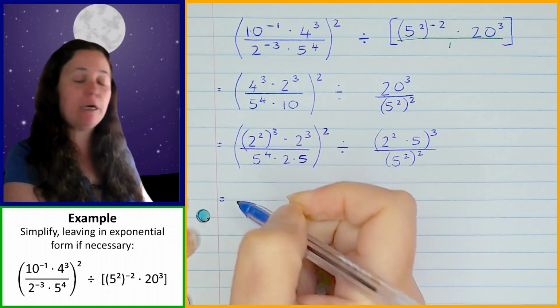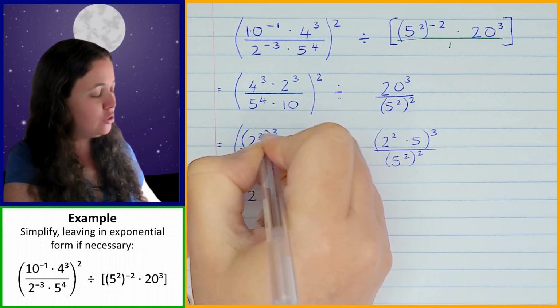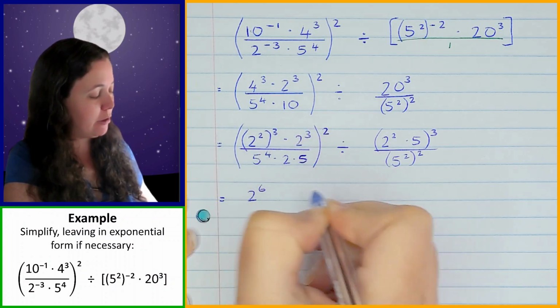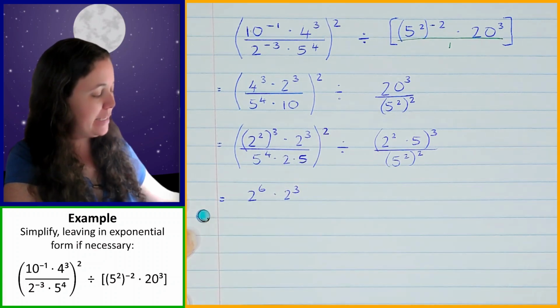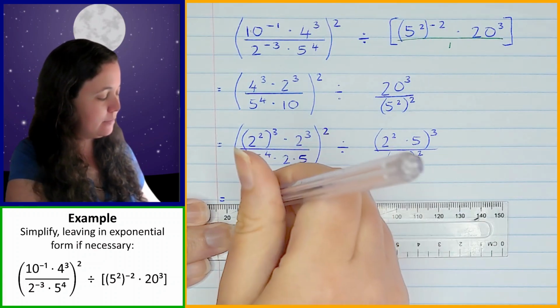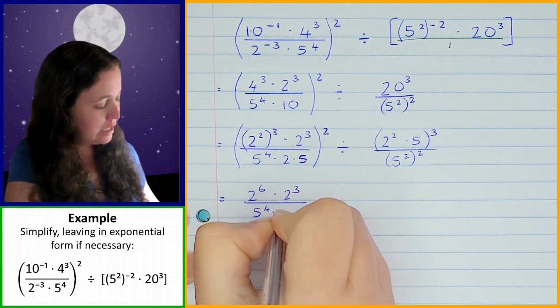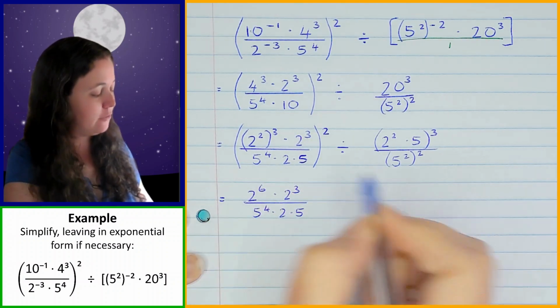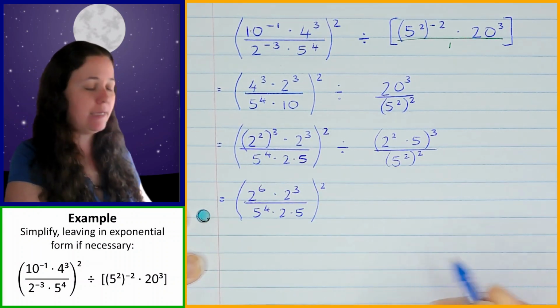Remember, when we are raising a power to a power, we keep the base the same, so it's still going to be 2, and then the 2 and 3 are multiplied together, giving me 2 to the power of 6, times 2 cubed, and that is over 5 to the power of 4, times 2 times 5. That is all still squared. I'm not doing anything with that square yet.